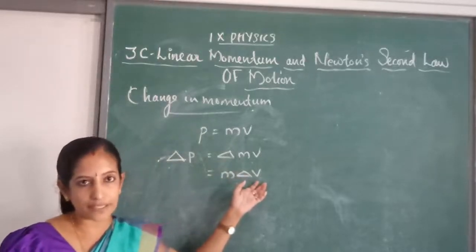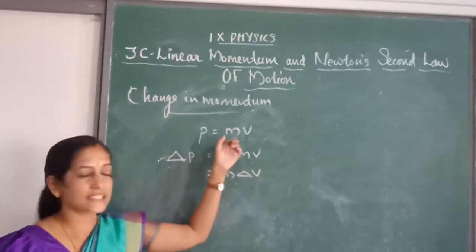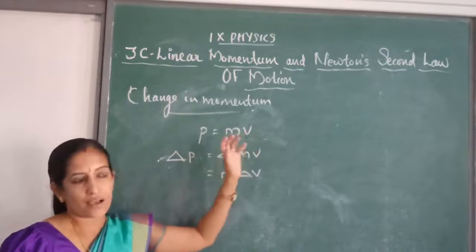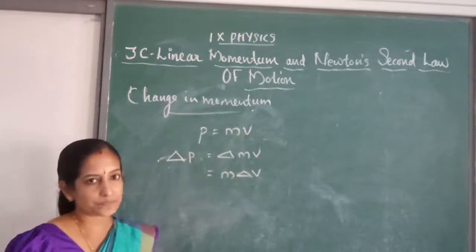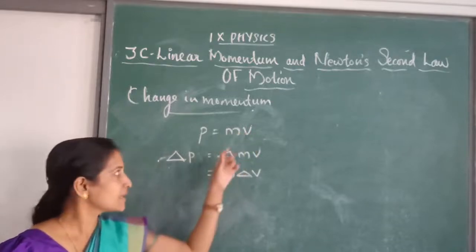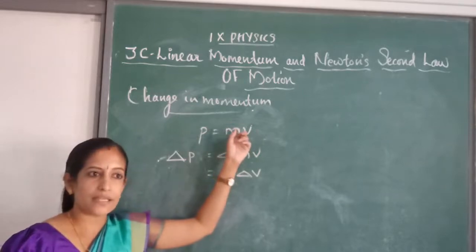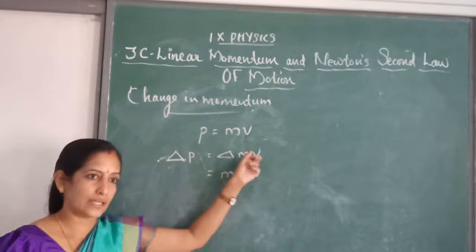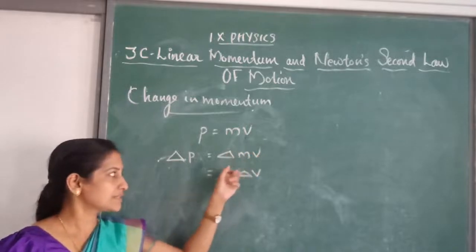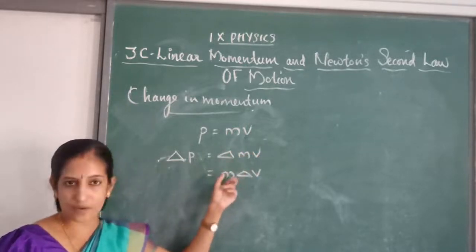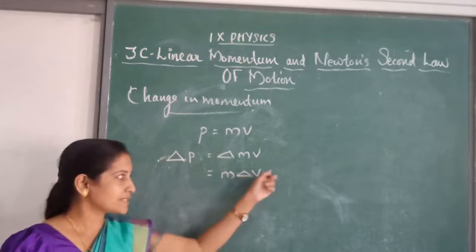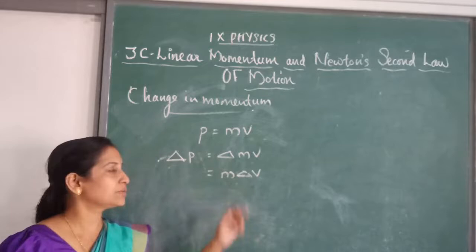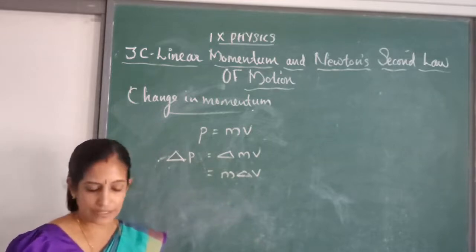Changing momentum can take place either by changing the mass of the object or by changing the velocity of the object. And in most cases, other than some special cases, the mass of the object remains a constant, so the change is taking place in the velocity only. So we can write this as mass is a constant and a small change is taking place in the velocity. So we can write delta P equal to m delta V.